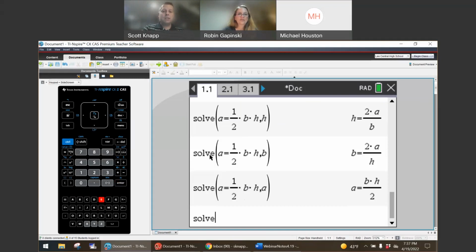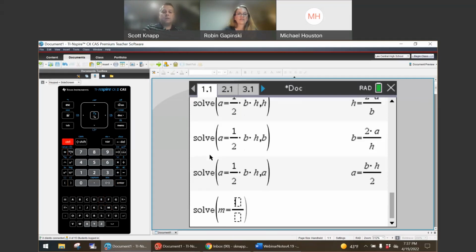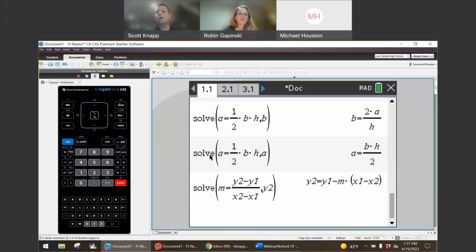And so tonight I was just thinking, what would be a good example to show people the CAS's power in solving something that's literal. So I thought, well, what about the slope formula? And a lot of times we want students to realize where the point slope form comes from. So I'm going to have it solve for y2, and we see the point slope form. Now, one thing to notice here is how it wrote the point slope form. It's a little bit different than what we're used to seeing.